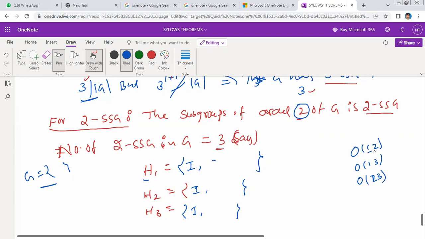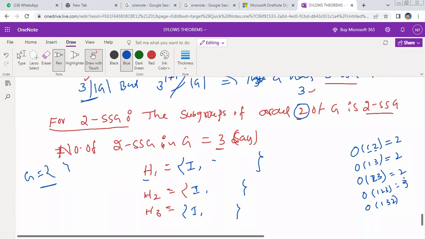Because these are cycles. It is a cyclic permutation whose order is nothing but its length, so 2. This one has length 2, this one also has length 2. What is the order of (1 2 3)? 3. Order of (1 3 2)?